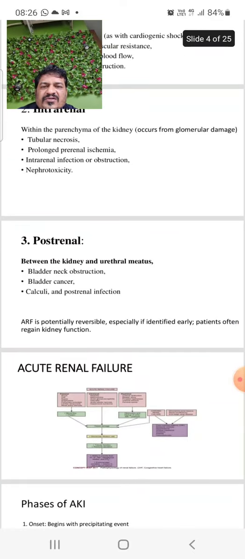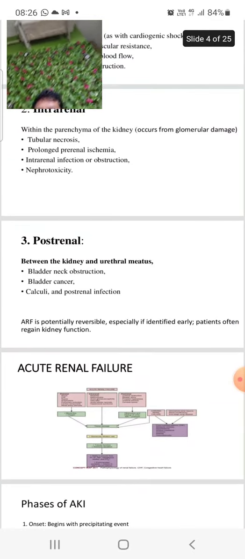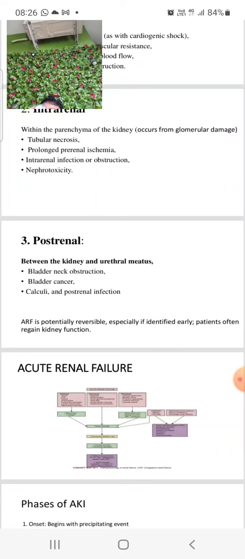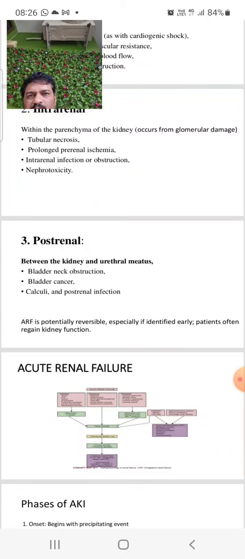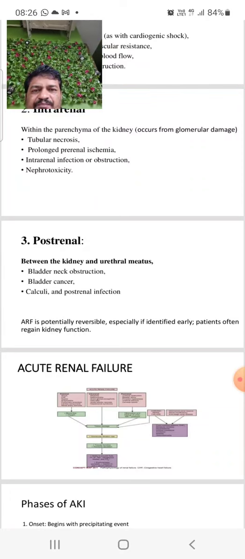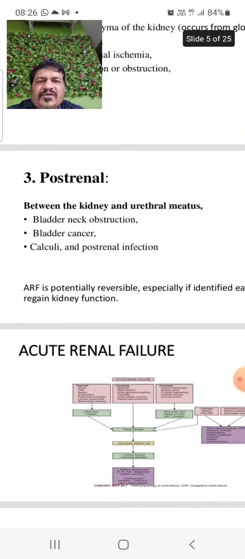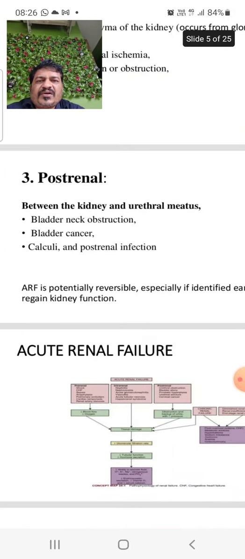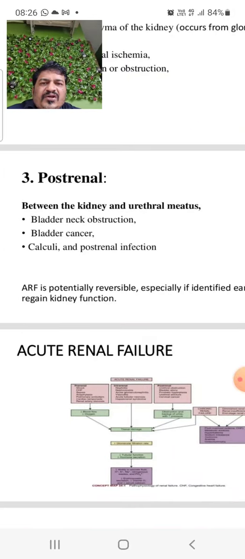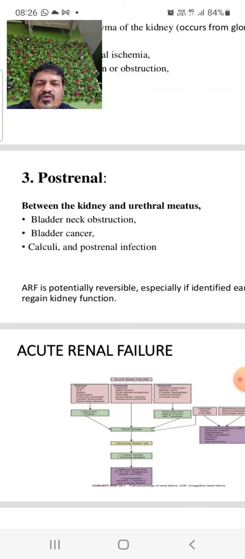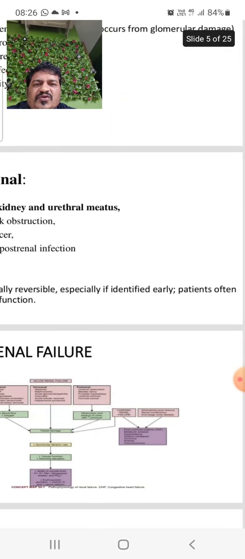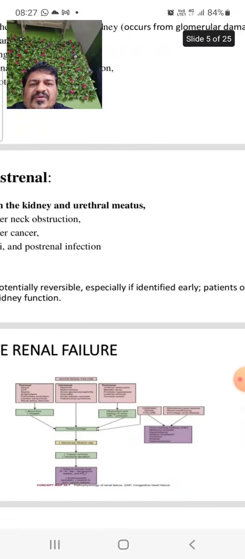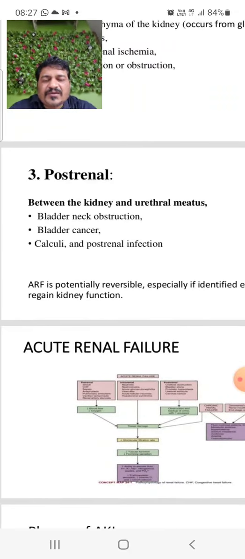Post-renal causes are those between the kidney and the urethral meatus, like bladder neck obstruction, bladder cancer, calculi, and post-renal infections. So ARF is potentially reversible, especially if identified early, when patients regain kidney function.